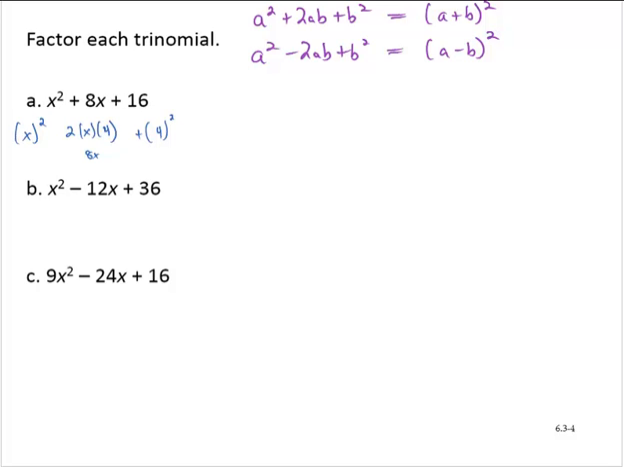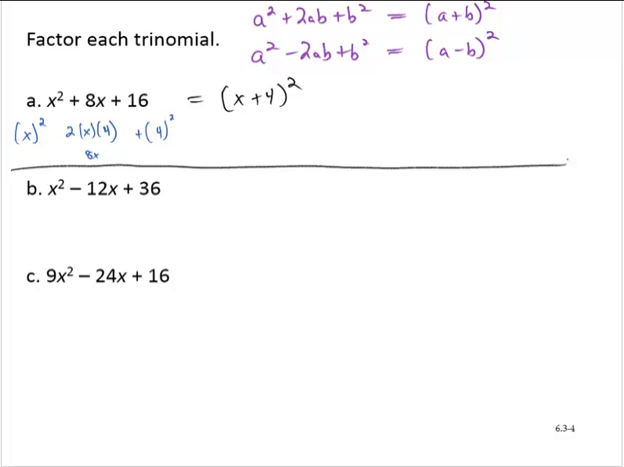So in exercise A, I noticed that this was a perfect square trinomial, and so I can factor this as (x plus 4) squared. But you have to first make sure that it is in fact a perfect square trinomial by checking that middle term.